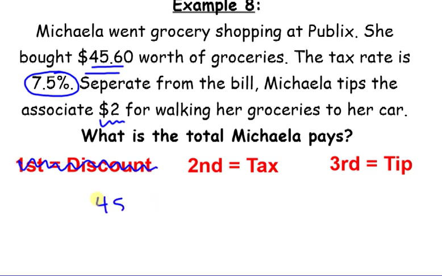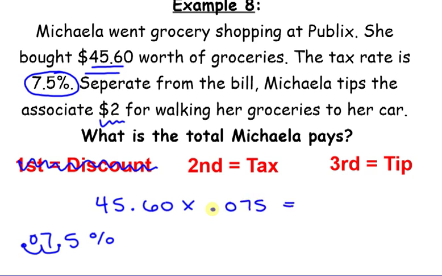So 45.60 times, now the tax rate is 7.5%. I'm going to move it back 2 decimal spots, add my 0 as a placeholder. So 0.075. Go ahead and calculate that. And you're going to get 3.42. So that's how much she's going to pay in taxes. Add it back to the original amount.